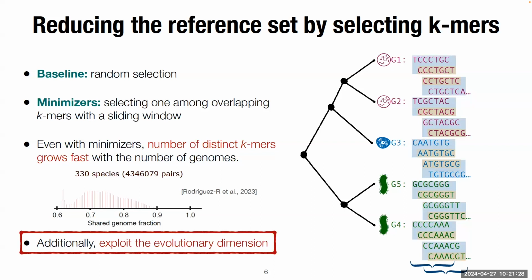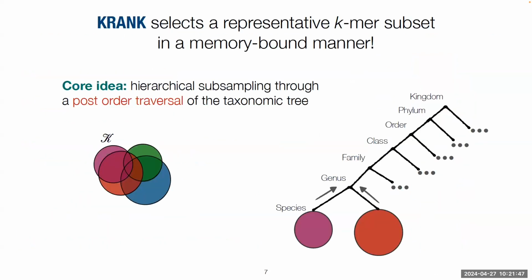And the other dimension that you can try to utilize is the evolutionary dimension. We know that some genomes are more similar to each other than others. So we have this redundancy in the evolutionary dimension. Some genomes are similar, so we want to exploit this dimension as well to have a better representation of the entire set. And for this, Crank utilizes the taxonomic tree itself. It's a hierarchical subsampling procedure.